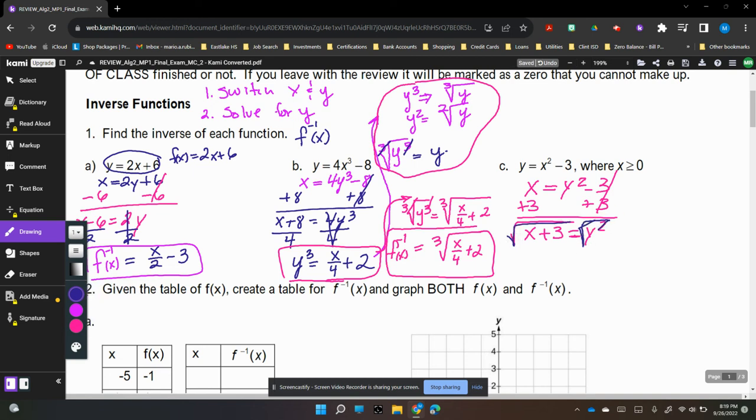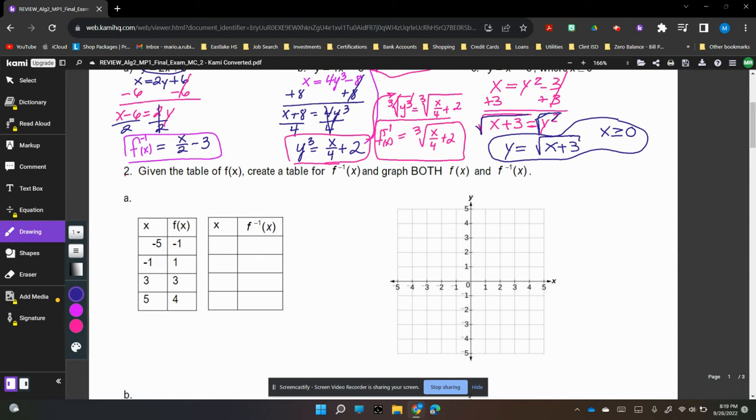These square roots cancel, and I have y equals the square root of x plus 3. And I just have to leave this where I say x has to be greater than or equal to 0. That's just a restriction that we need to add. It's just saying that x cannot be any number smaller than 0.